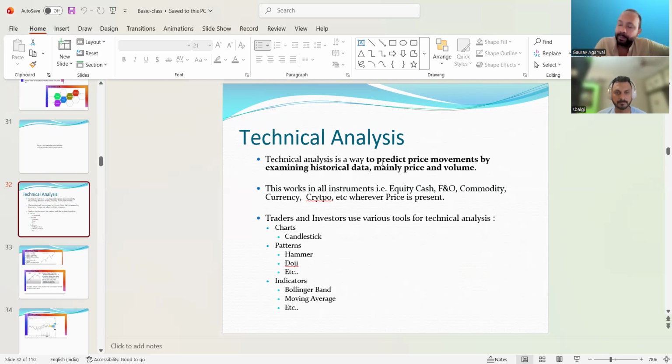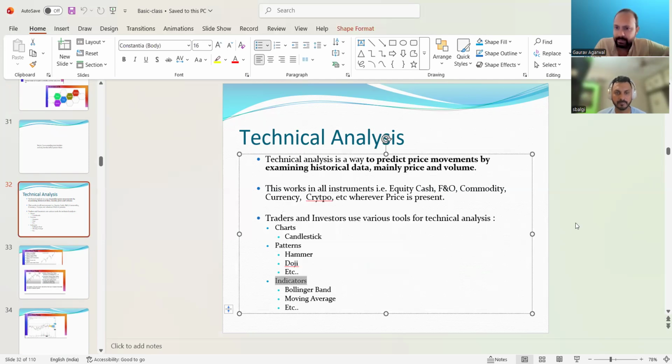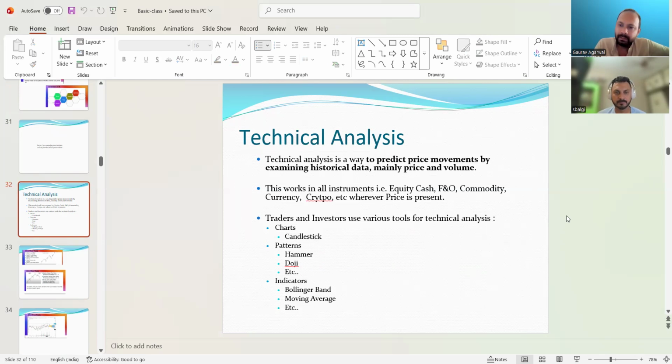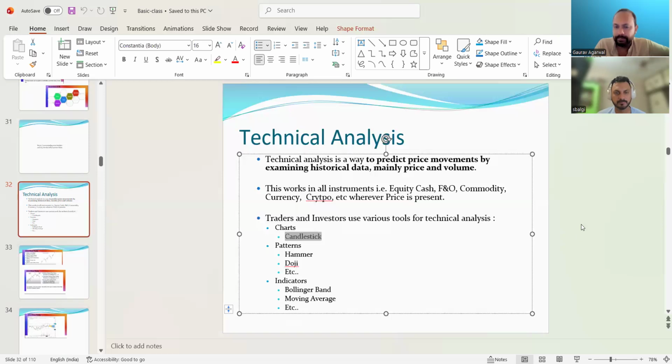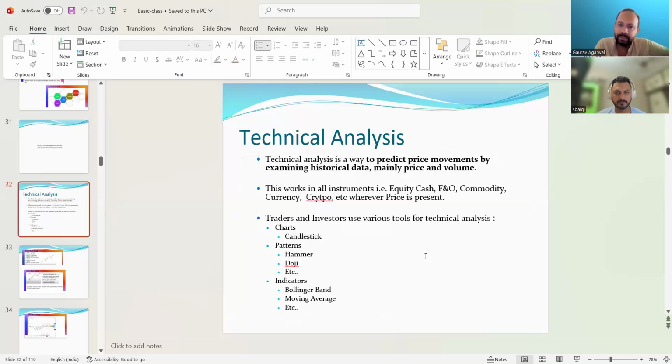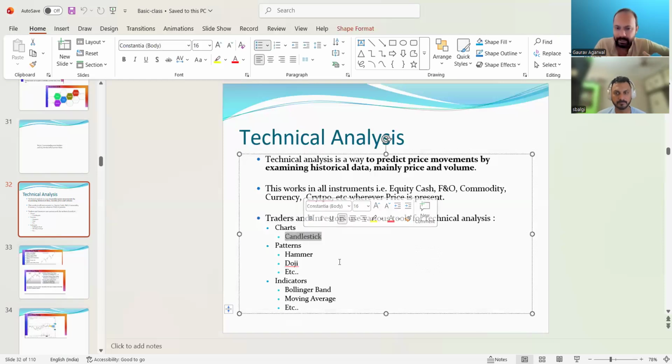To read this data, we should know about charts, patterns, and indicators. There are many types of charts: candlestick, Heikin Ashi, bar charts, line charts. But the most advanced or perfect one is the candlestick chart. Most traders and investors mostly use candlestick because it is real time and shows all the prices: open, high, low, and close. That is why we use candlestick charts.